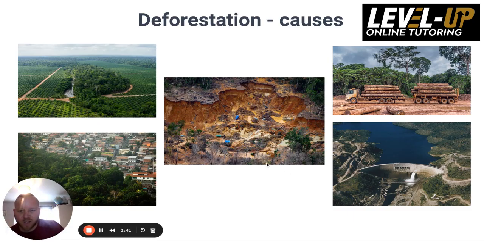Mining, or mineral extraction: people cut down the rainforest to get to things like gold, diamonds, iron ore, coal, oil and gas. They use explosives, they use massive pumps, and it's extremely, extremely bad for the environment.